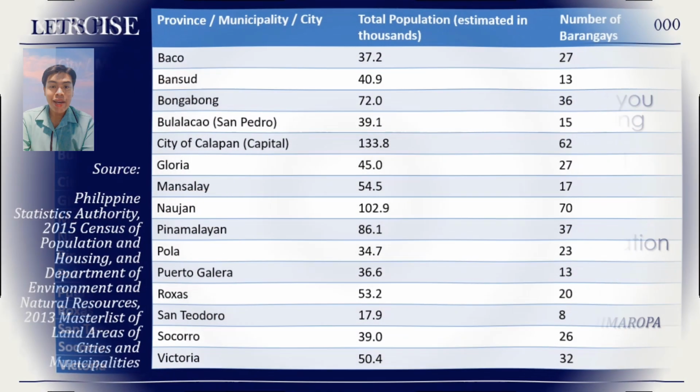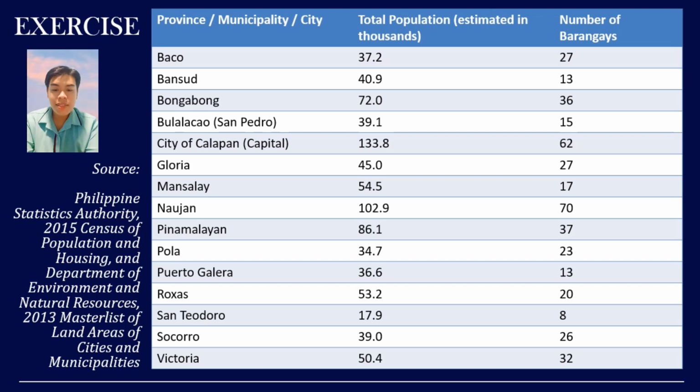Let us try another exercise. This dataset shows the total population and the number of barangays in Oriental Mindoro. We will be getting our measures of central tendency, the mean, median, and mode, for the two datasets. Get the measures of central tendency for columns 2 and 3. I will be giving you 10 minutes to accomplish this.